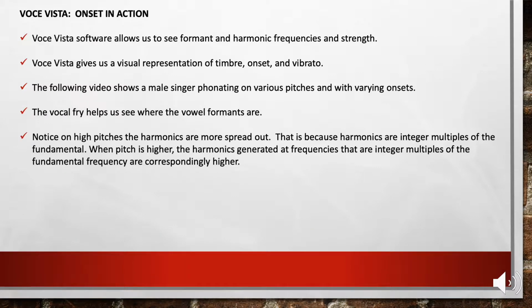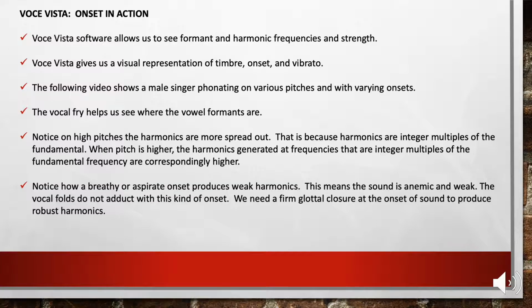Notice on high pitches, the harmonics are more spread out. This is because harmonics are integer multiples of the fundamental. When the pitch is higher, the harmonics, generated at frequencies that are integer multiples of the fundamental frequency, are correspondingly higher. Notice how a breathy or aspirate onset produces weak harmonics. This means the sound is anemic. The vocal folds do not adduct with this kind of onset. We need a firm glottal closure at the onset of sound to produce robust harmonics.